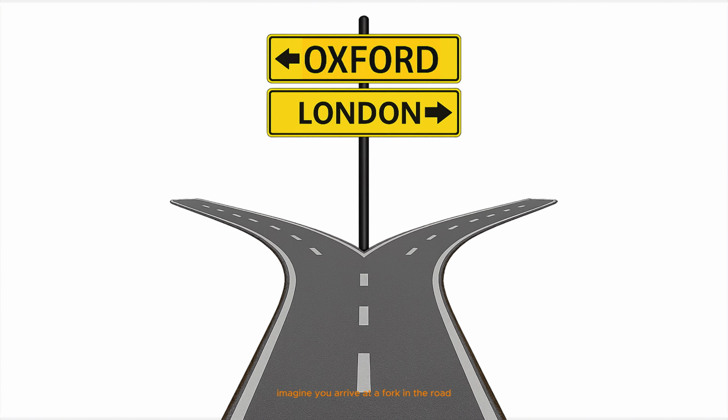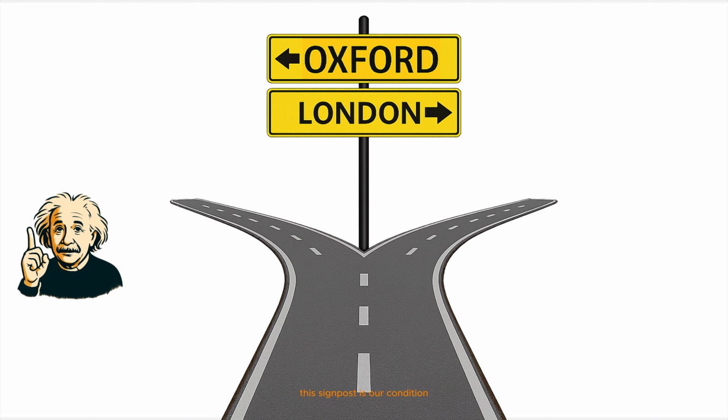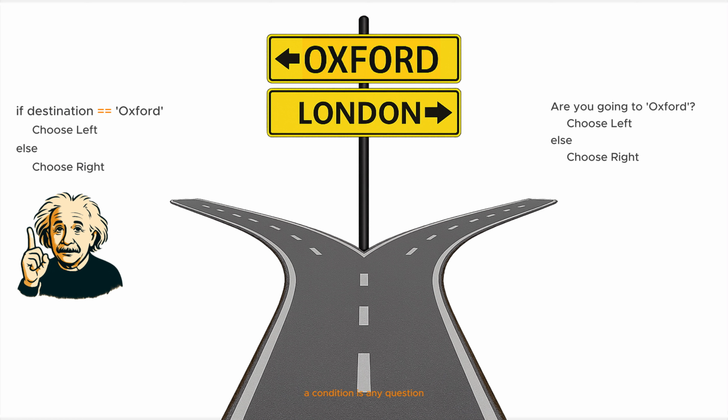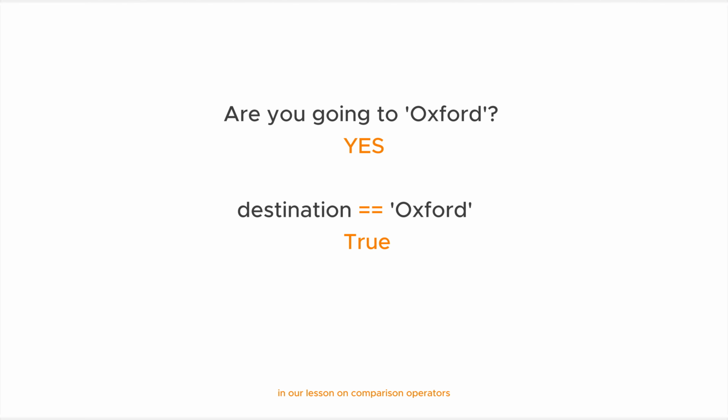Imagine you arrive at a fork in the road. You cannot take both paths. You must choose one. How do you decide? You look at a signpost. This signpost is our condition. A condition is any question that results in true or false. This is exactly what we learned in our lesson on comparison operators. The result of that true or false question is the information that tells us which path to take.